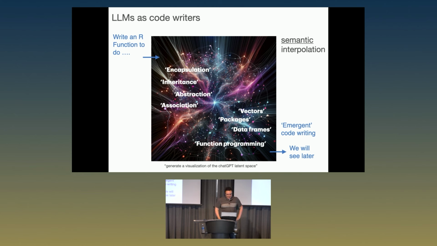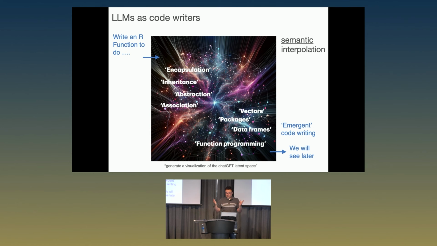So this idea of semantic interpolation again. If you ask ChatGPT or some language model to write an R function that will do some task for you, it goes into this latent space and leverages all this knowledge that it knows about how to write code, concepts of object-oriented programming, for example, and it has this emergent property to logically piece together the steps, the syntax, in a way that should most of the time work.